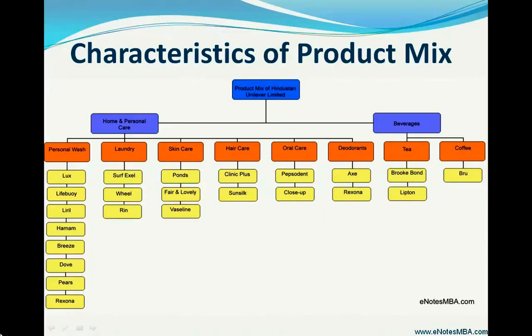The consistency of an organization's product mix refers to how closely related the various product lines are in use, production, distribution, or in any other manner.